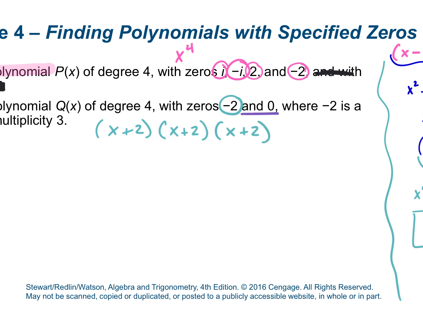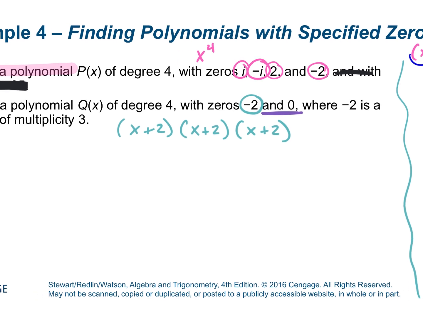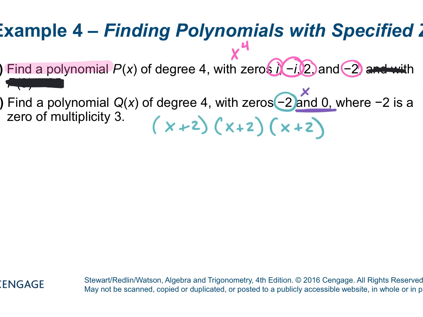How would I write 0 in factored form? Remember it's always x minus, so would I say x minus 0? What's a better way of writing x minus 0? Do we need to put a plus or minus 0? So instead of saying x minus 0, how else could we write that? 0 plus x. Just x. You don't need the minus 0 there, so it's just x.